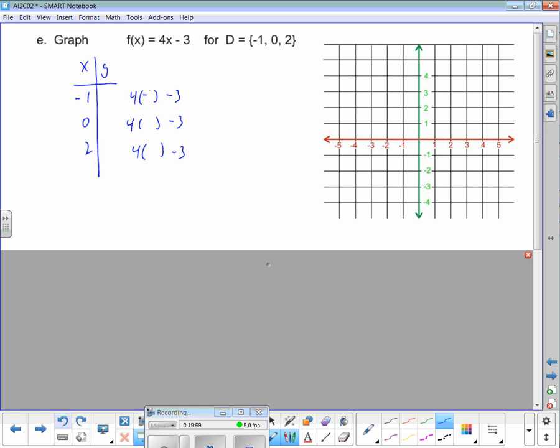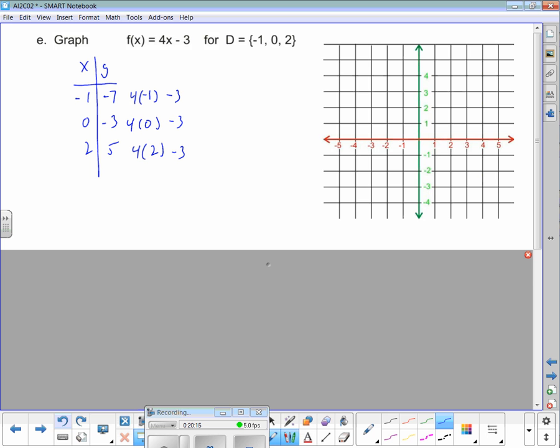Because one time I got to put a -1 in for the x, and then I got to put in 0 for the x, and then I got to put in 2 for the x. And so we end up with what? -4 minus 3 is a -7, and this is a -3, and this is a 5.